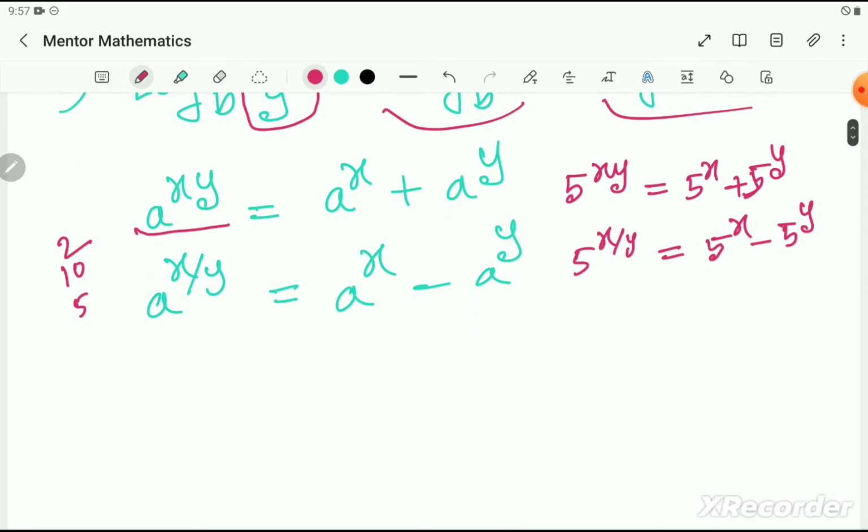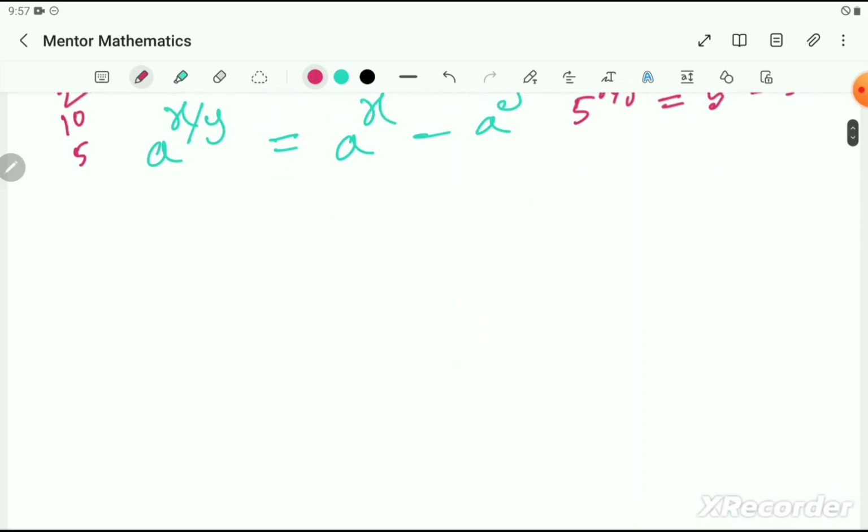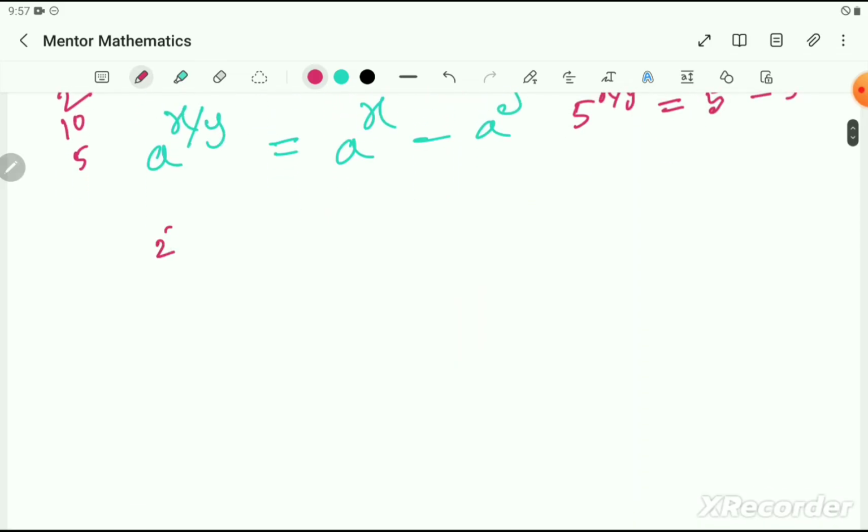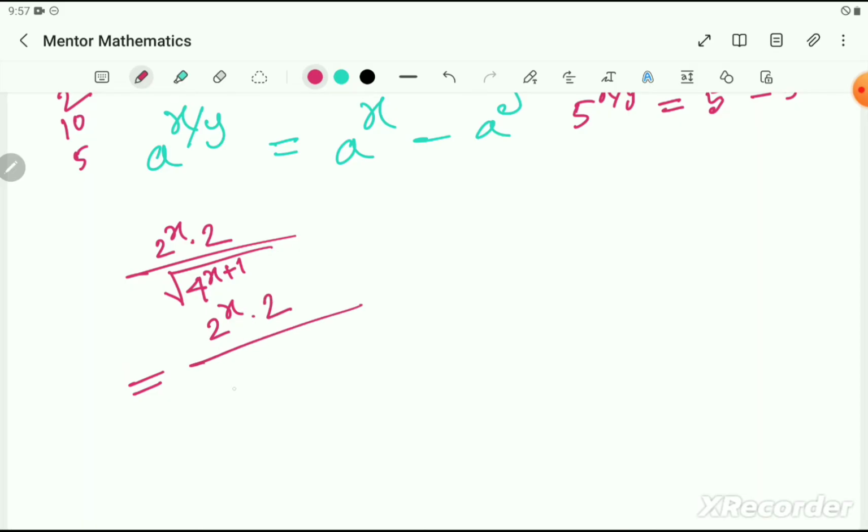Now let's solve the problem. So our problem was 2 power x dot 2 divided by root over 4x plus 1. So 2x plus 2, I just keep them how it was, and then what we can write here is 4x dot 4 power 1, according to the formula.